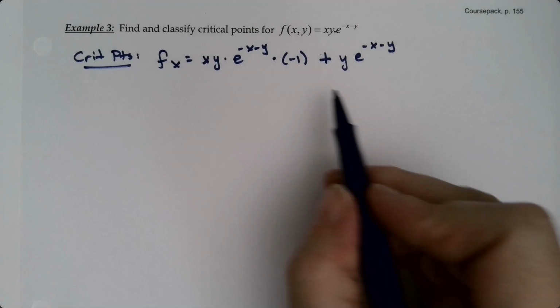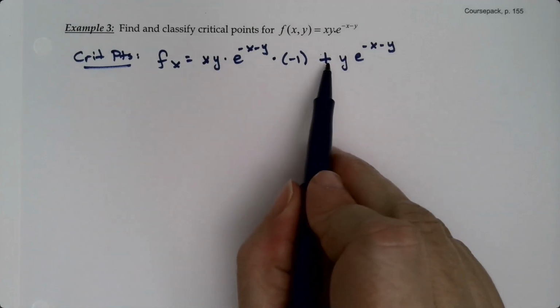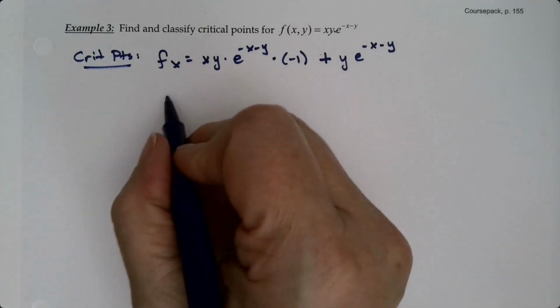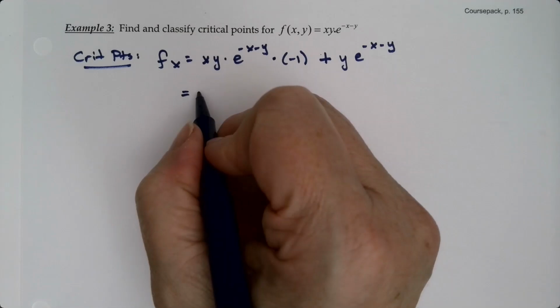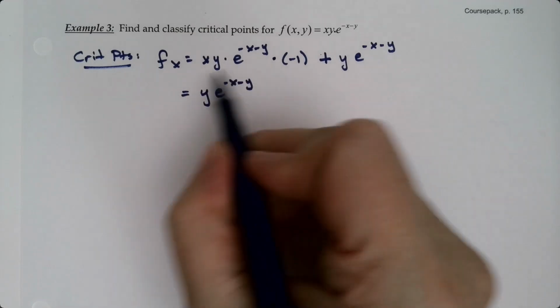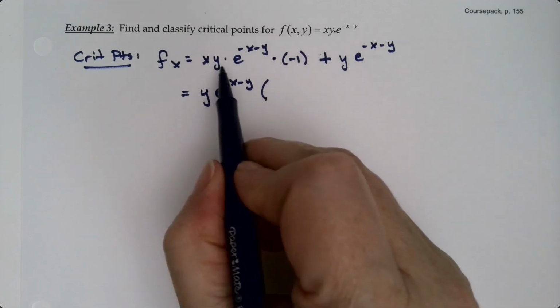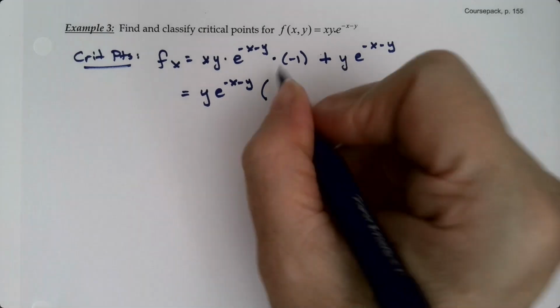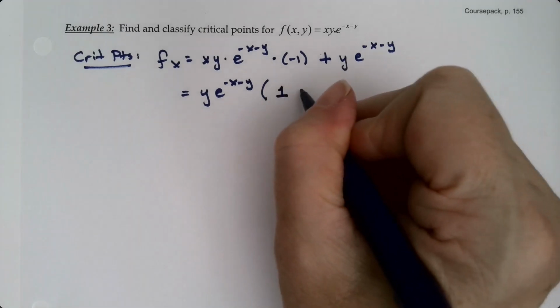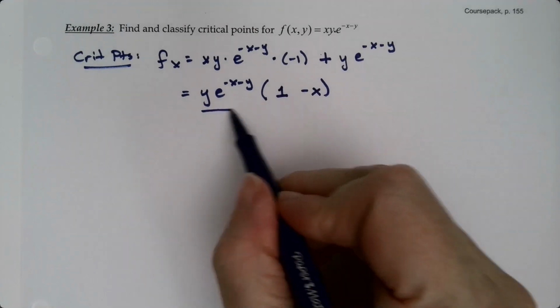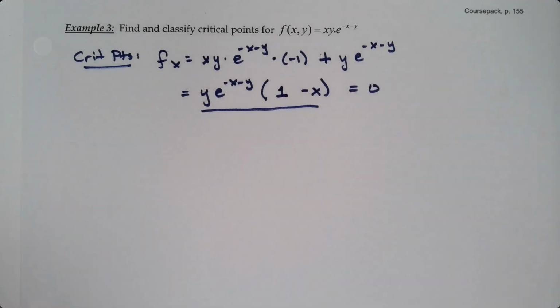Okay, so if I look at this a little bit, I'm going to factor out both these terms have a y and an e to the negative x minus y. So if I take that out, left in here is a negative x plus a 1. So 1 minus x, if you will. So that's a little simpler. All right, we're going to set that equal to 0.